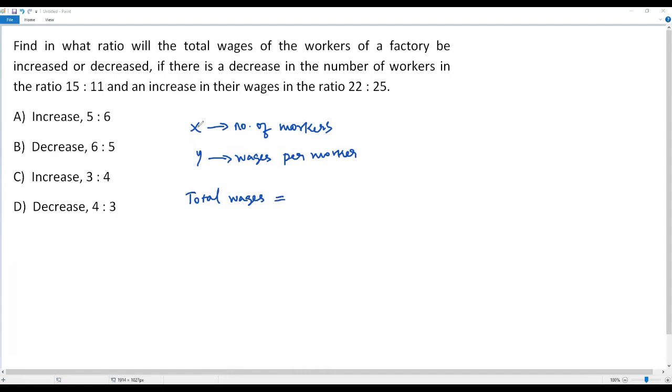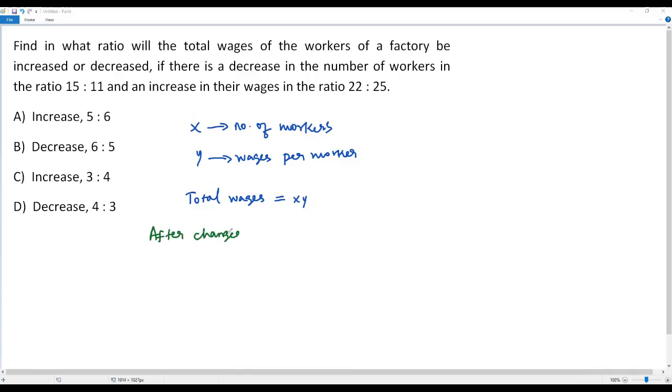Okay, now to get the total wages, we have to multiply the number of workers X and wages paid per worker, that is Y, then we get XY. Here I got the total wages before the given two changes. Now we have to find the number of workers and wages paid per worker after changes.